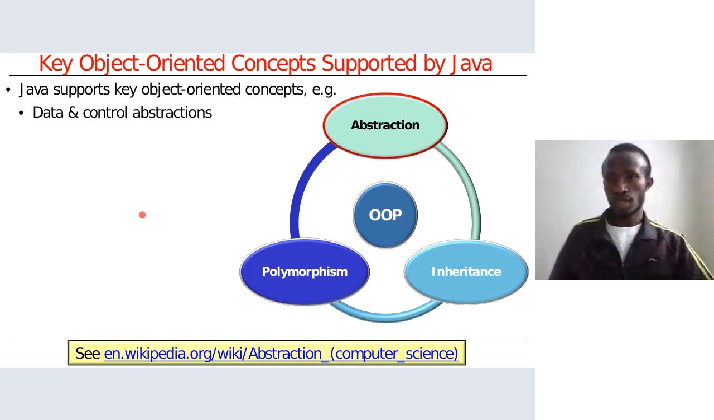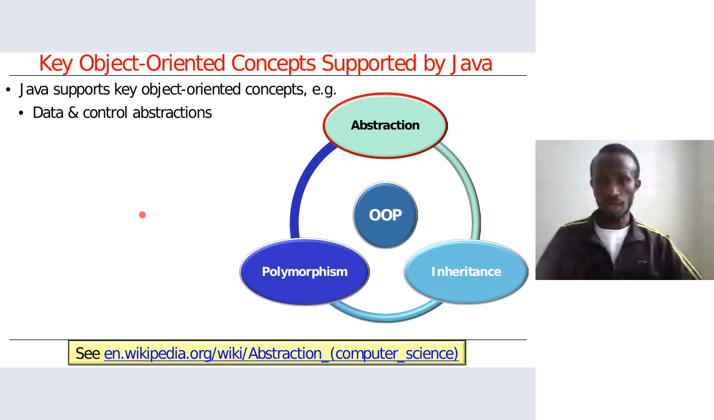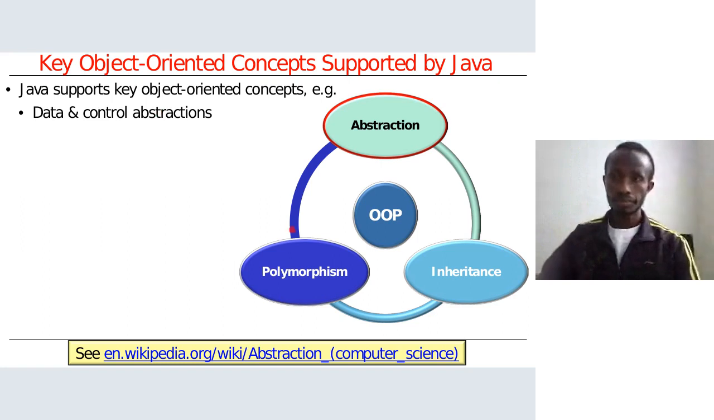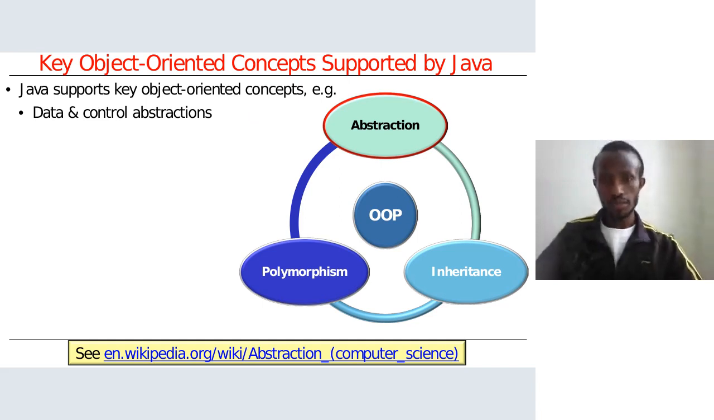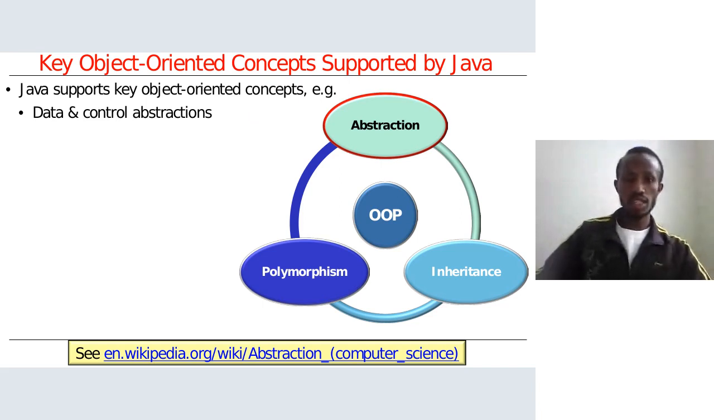Those are the three basic concepts of OOP. And then something else I want us to look at in Java is something we call a package. A package is a namespace that organizes a set of related classes and interfaces.